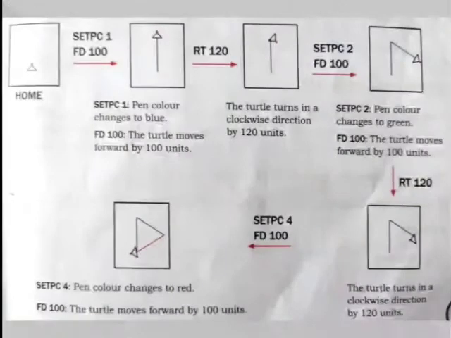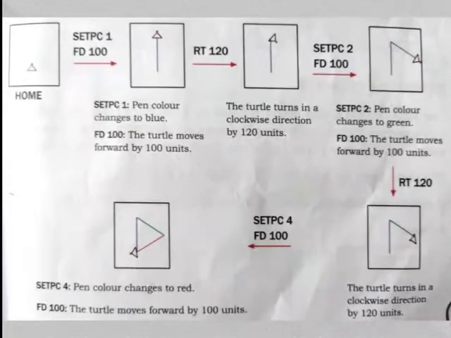Now let's take one example. Home. Our turtle is at the home position. Set PC 1. 1 is for blue color. So what is the turtle's pen color now? Blue. FD 100. The turtle moves forward by 100 units. Students, here you can see the line is in blue color.